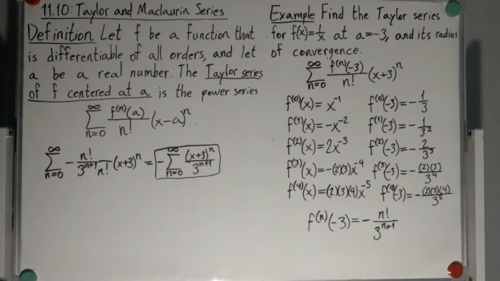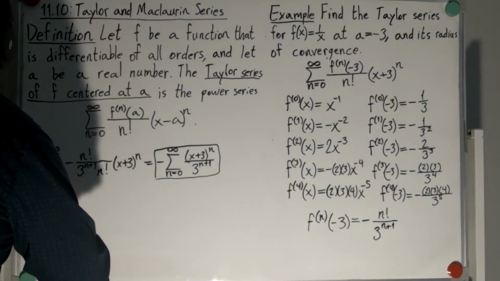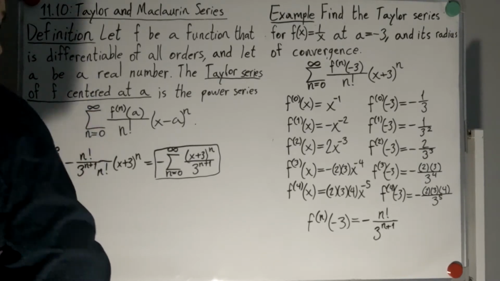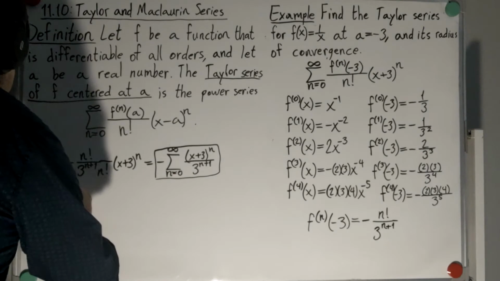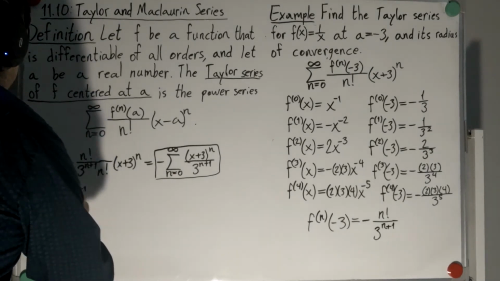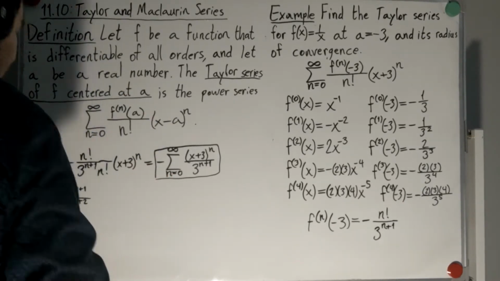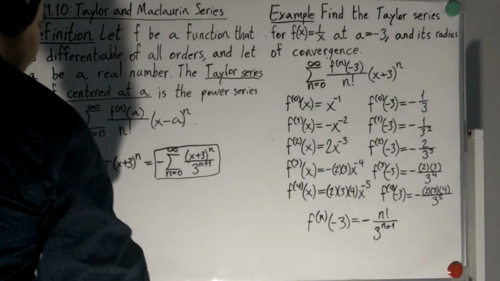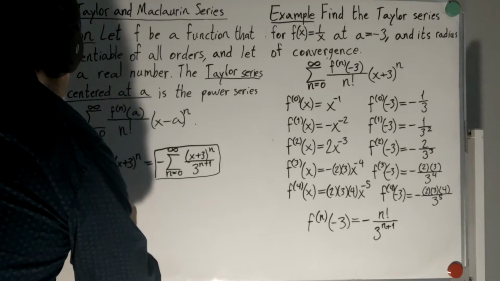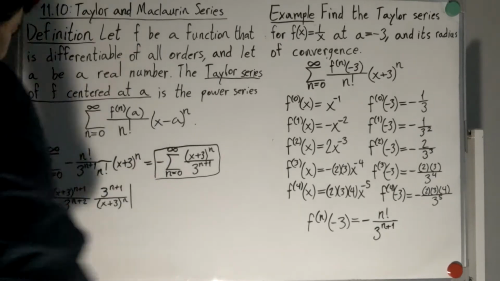Okay, we're also asked for the radius of convergence, so again, that's the same thing as we've done before. We just need the ratio test. So the limit as n approaches infinity of the absolute value of a_{n+1}, which is (x plus 3) to the n plus 1 power divided by 3 to the n plus 2, divided by a_n, which is x plus 3 raised to the n divided by 3 raised to the n plus 1.